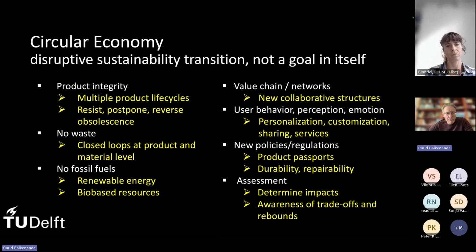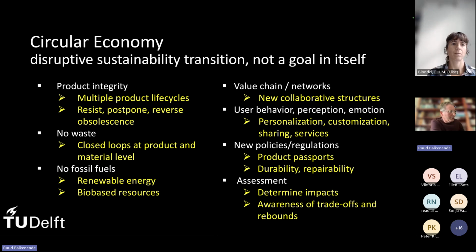Really closing loops at material level, simultaneously with cycling at the product level. That's why we are interested, for instance, in the tension between repairability and recyclability. And also how to design if you consider not to use fossil fuels at all. That implies renewable energy for the manufacturing, for the use of the product, but also bio-based resources, as I just discussed.